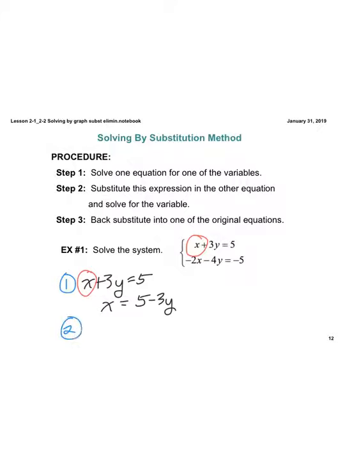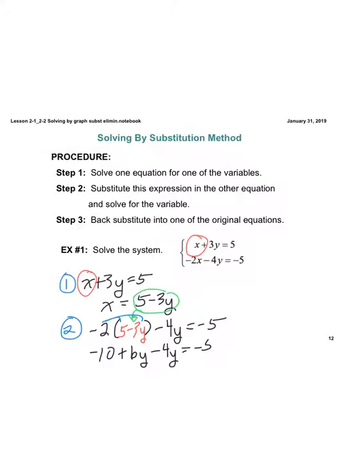Step 2, we're going to take the other equation, negative 2x minus 4y equals negative 5, and instead of the x, I've got big parentheses, minus 4y. So this is kind of like a composition, and we did that in the last unit as well. So all of this is going to go here, 5 minus 3y, and then do your math. So I'm going to distribute a negative 2, so I get negative 10 plus 6y minus 4y equals negative 5. Then collect your like terms, negative 10 plus 2y is equal to negative 5.